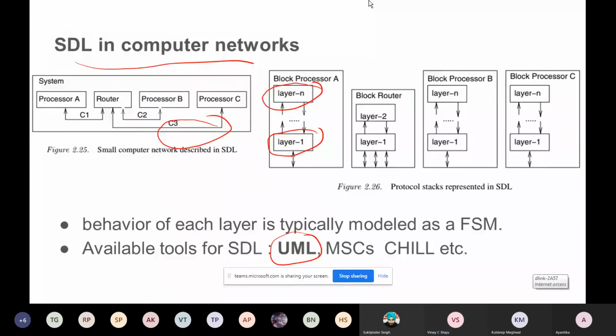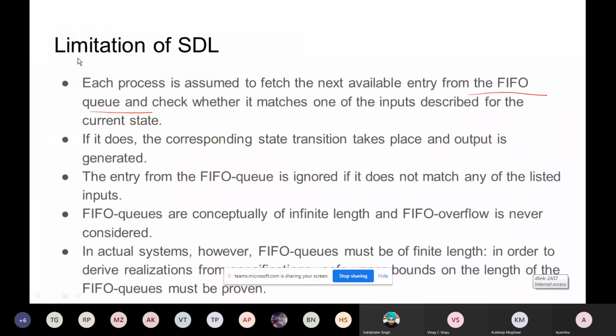See, this is the practical example, a computer network scenario that I can model with my HDL.